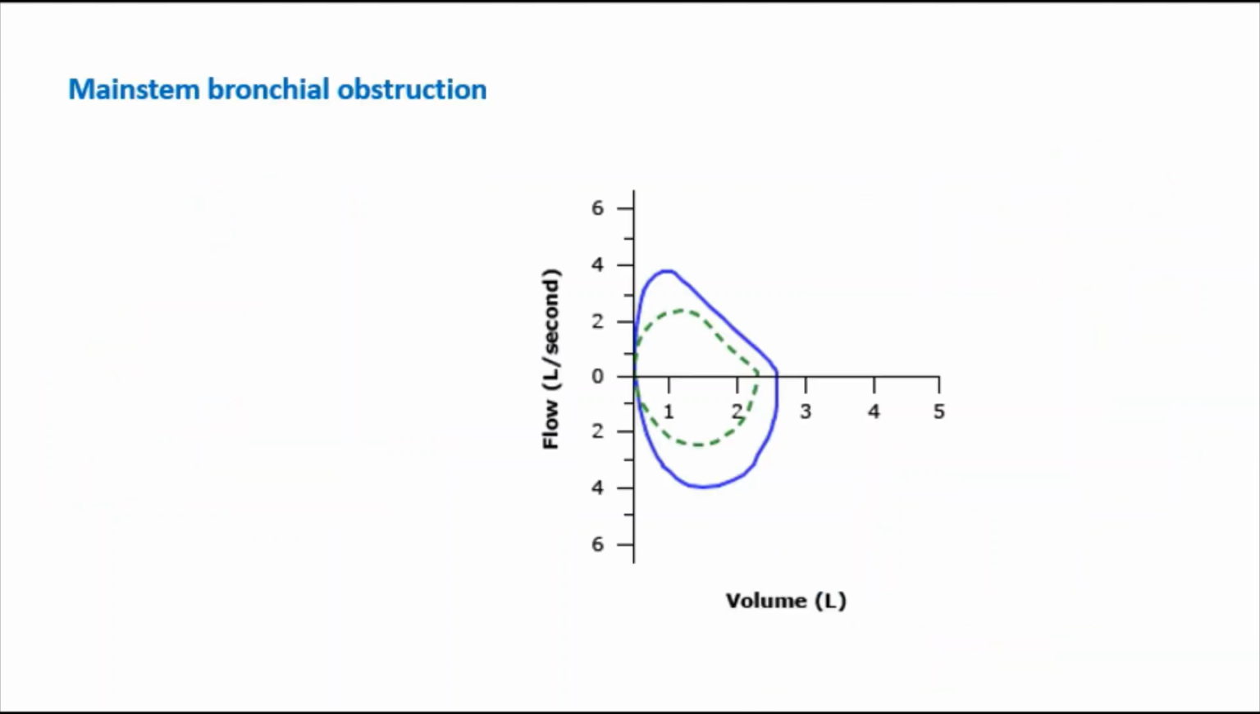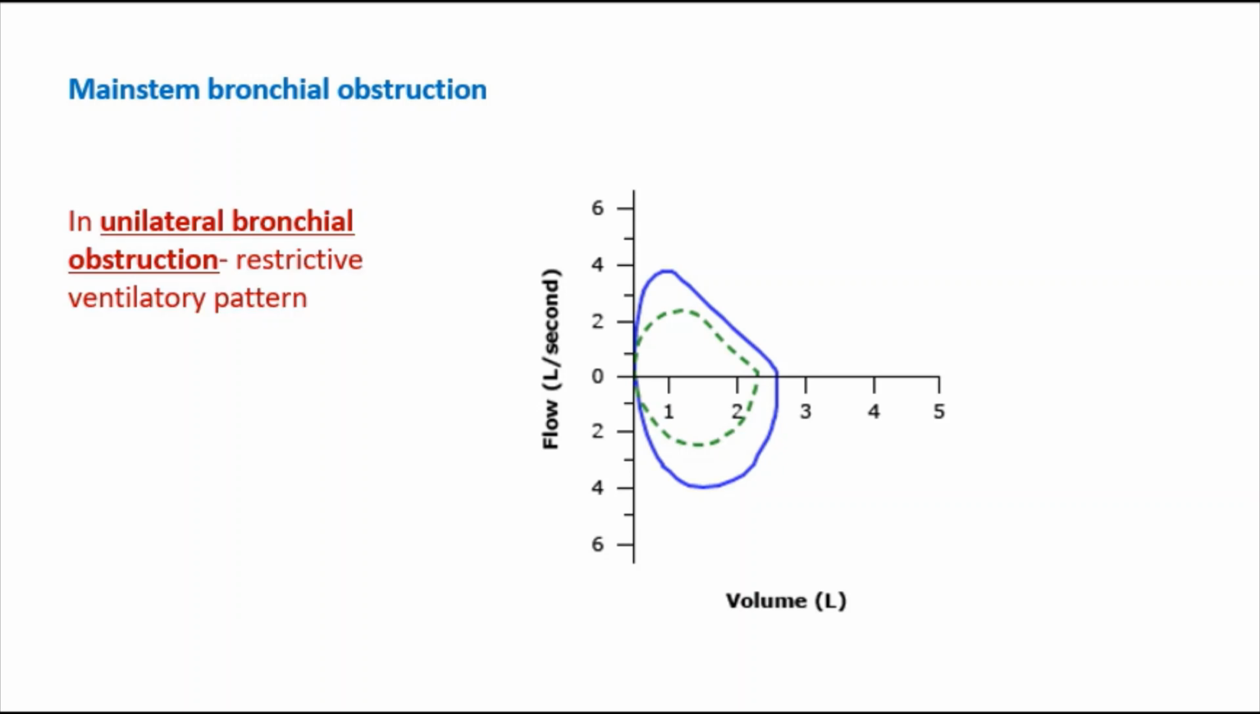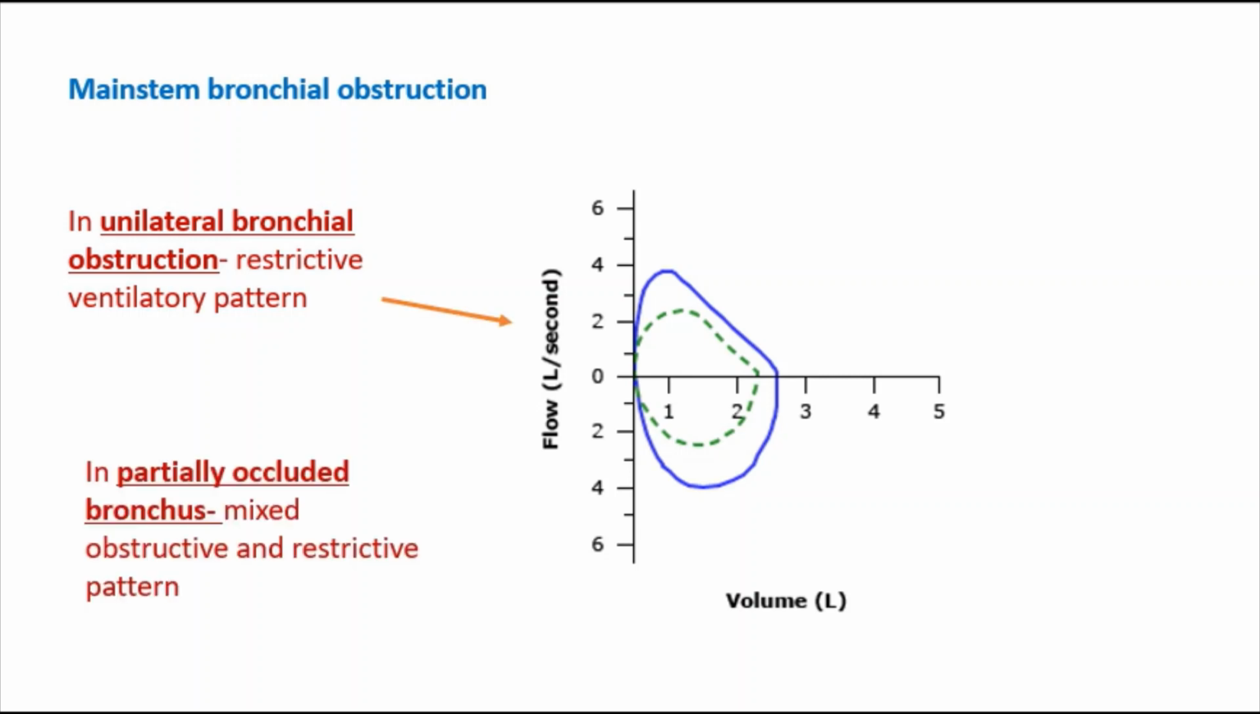Next, we are looking at mainstem bronchial obstruction. In case of unilateral bronchial obstruction, there will be a restrictive ventilatory pattern, as you can see over here. But in case of partially occluded bronchus, there will be mixed obstructive and restrictive pattern.